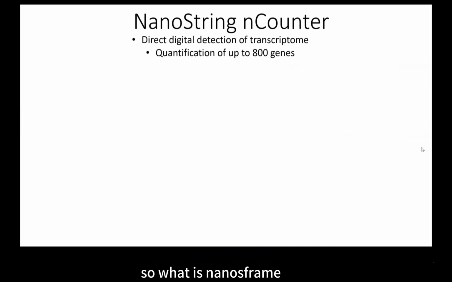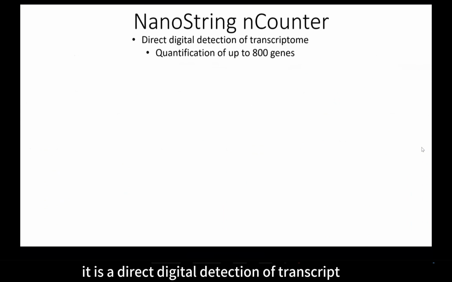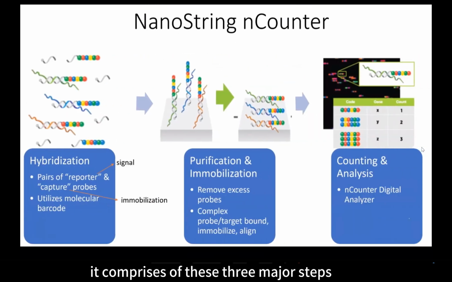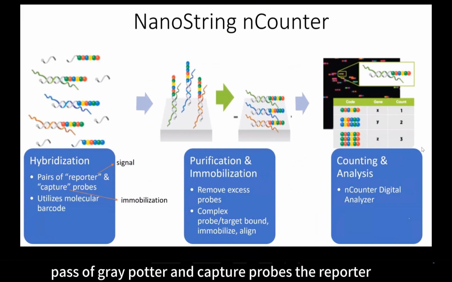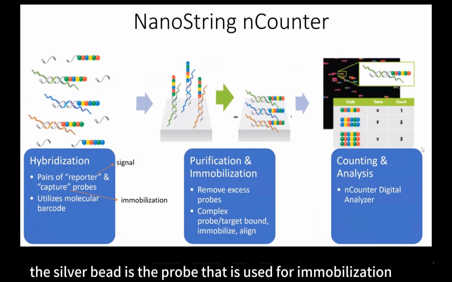So what is nanostring? Nanostring is better known as nCounter. It is a direct digital detection of the transcriptome. It can quantify up to 800 genes. Basically, it comprises three major steps, the first step being hybridization. Nanostring has pairs of reporter and capture probes. The reporter, as you can see in the diagram, is the colored bead, so it gives the signal, whereas the capture probe, the silver bead, is the probe that is used for immobilization.